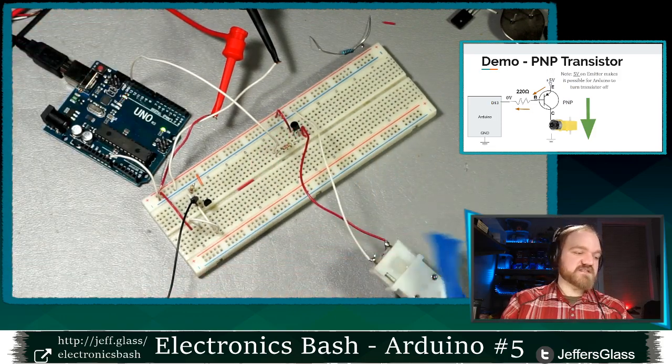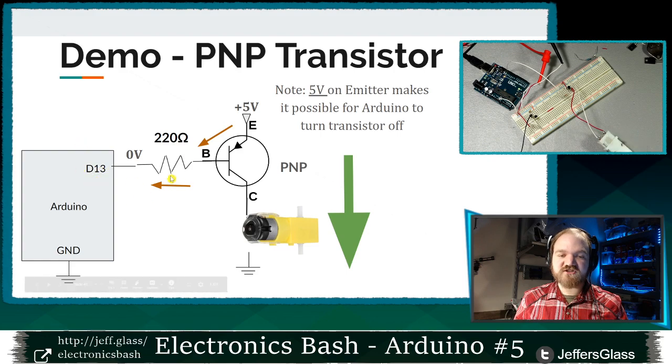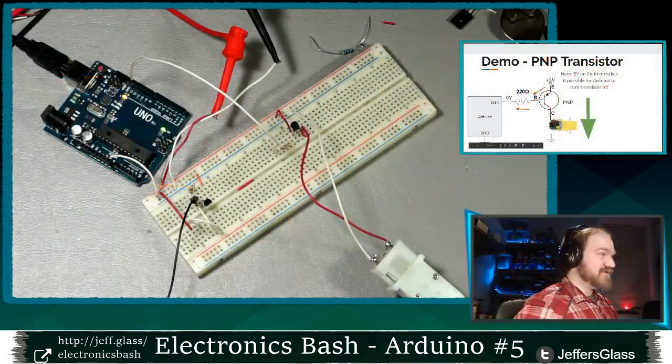And that's a consequence of just the way that current flows through a PNP transistor, right? I need this digital pin to be at 0 volts. I need current to be able to flow into it to turn this transistor on. And then when I turn this pin high, when I set it to 5 volts, well, I have 5 volts over here, I have 5 volts over here, so no current is going to flow. So this transistor is going to turn off and the motor is going to stop moving.